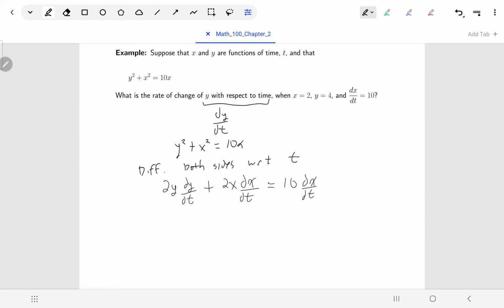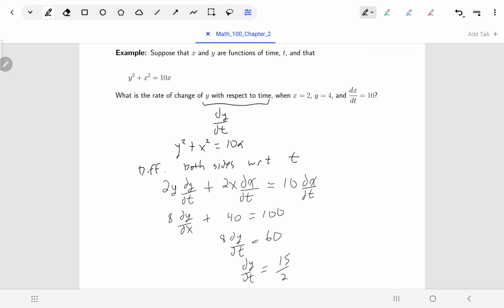And now I can put in everything that I've got. I've got 4 for y. I've got 2 for x and 10 for dx/dt. So I'll have 2 times 2 times 10. I'll have 10 times 10. And so dy/dt is 60 divided by 8, which is the same thing as 15 halves. So if the x values are increasing at a rate of 10 x units per time, then the y values are also going to be increasing at a rate of 15 halves, whatever the y units are per time unit.